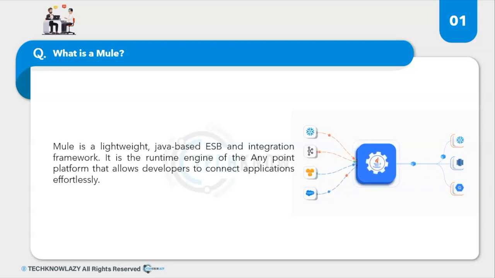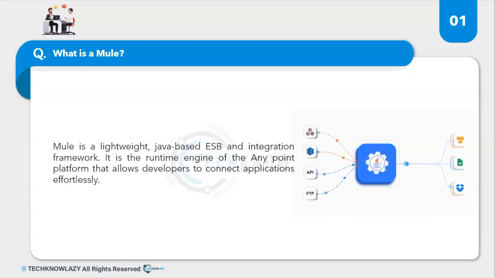So what exactly is an ESB, you ask? ESB stands for Enterprise Service Bus. ESB is basically an architectural pattern whereby centralized software component platforms integrate between applications and share data between each other. So Mule is basically a Java-based ESB.